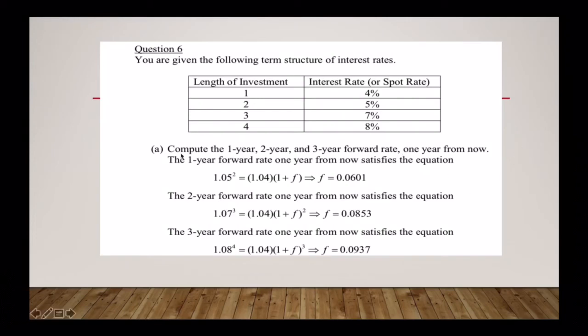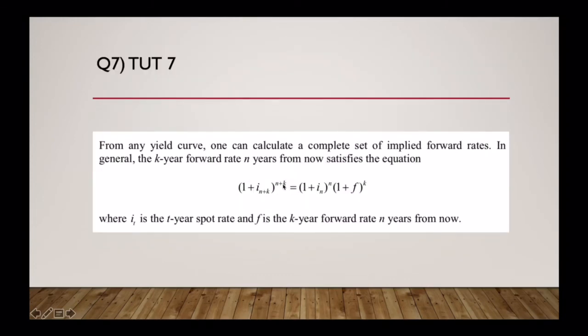So, for example, in this question A, it says to compute the 1 year, 2 year, 3 year forward rate 1 year from now. So this is basically asking for the interest rate applicable to the financial transaction that will take place 1 year, 2 year, and 3 year from now. So for the 1 year forward rate from now, we find it by using this formula: (1 + i_(n+k))^(n+k) = (1 + i_n)^n (1 + f)^k, where i_t is the spot rate and f is the k year forward rate n years from now.